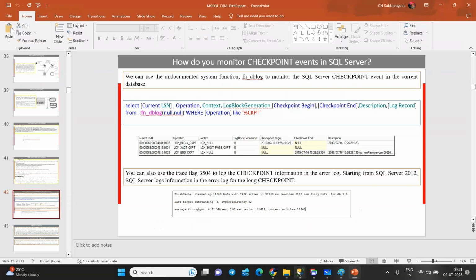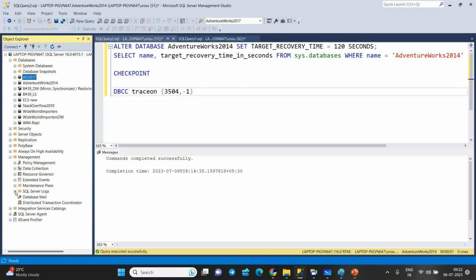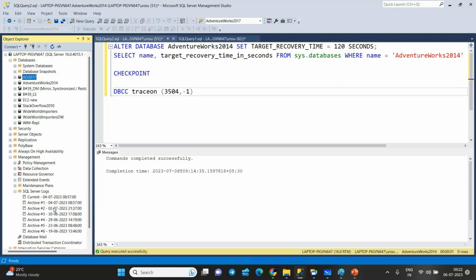So when you enable it, DBCC TRACEON 3504, whenever a checkpoint triggers, it will write the information in the SQL error log. SQL error log, sir. But again, sir, this is somewhat advanced level. Just remember the trace flags, how to enable them, how to read them, all that stuff you will get, sir.